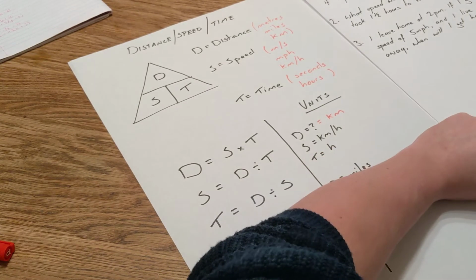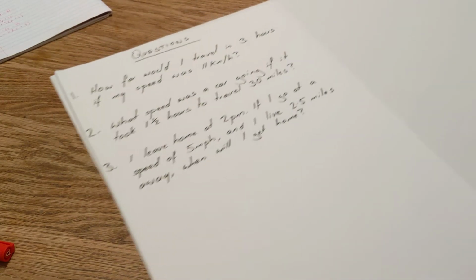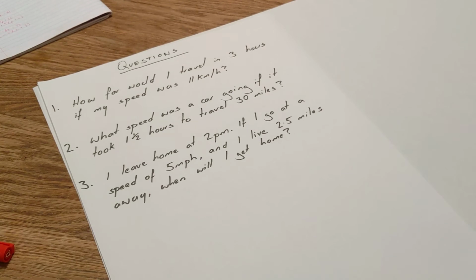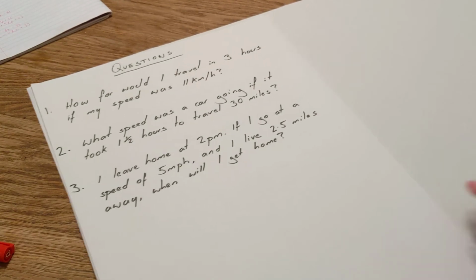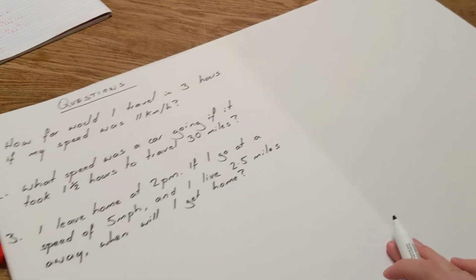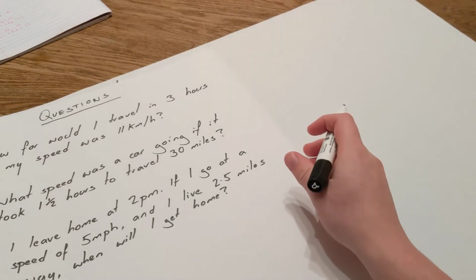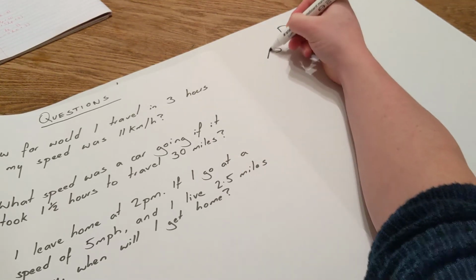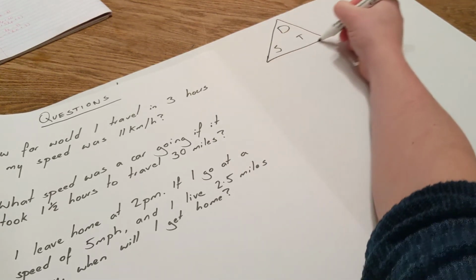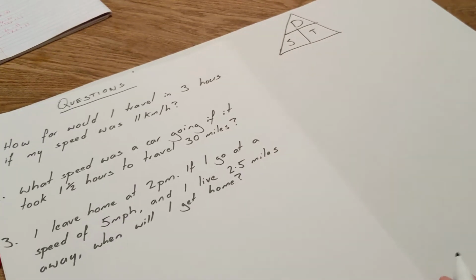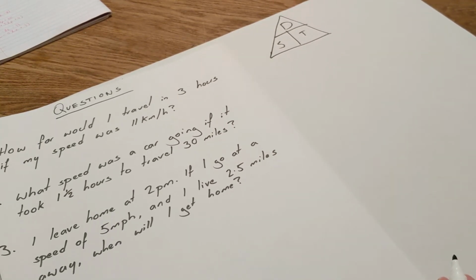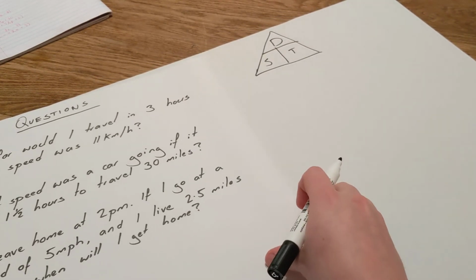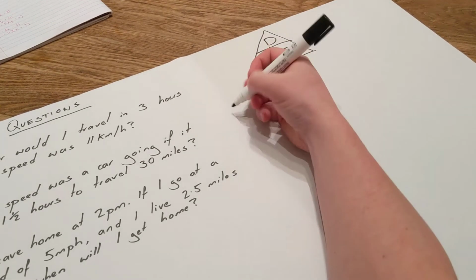Okay, so let's just bring this over here. So question 1, how far would I travel in 3 hours if my speed was 11 kilometers per hour? Nice and easy one to start with, and so what I'm going to do is put my triangle right at the top of the page so I don't forget it, and I'd recommend you do this. You can do this going into any exams, even later on in the school, and you'll come across lots of triangles like this, especially if you do subjects like physics. Okay, so question 1.